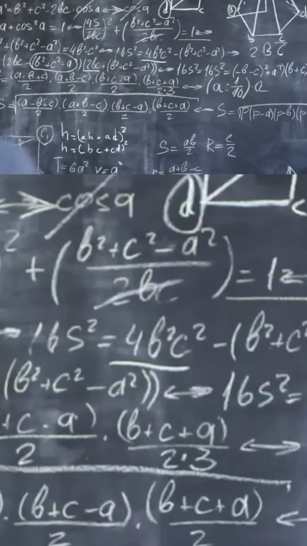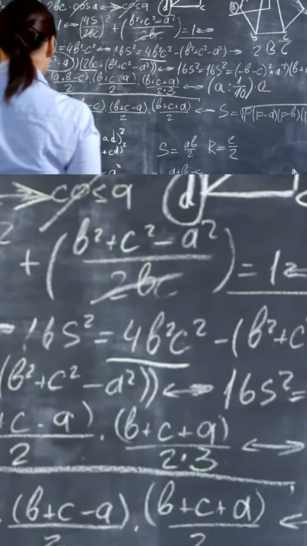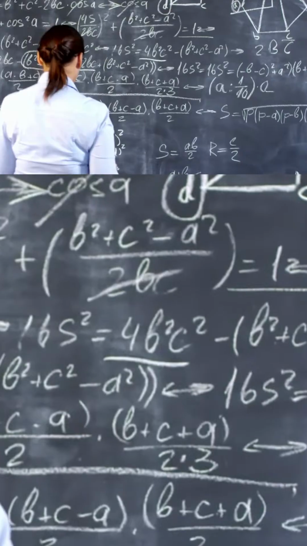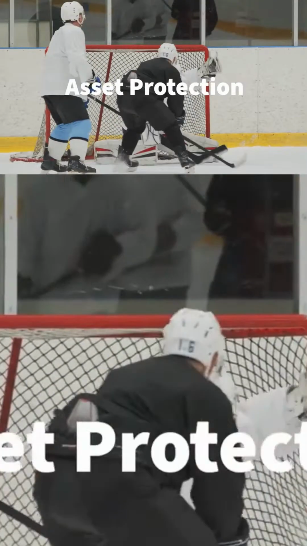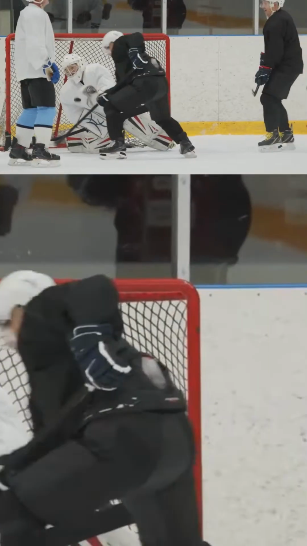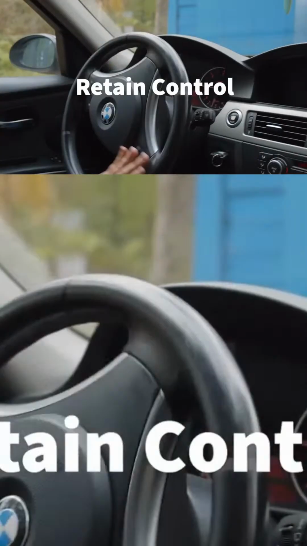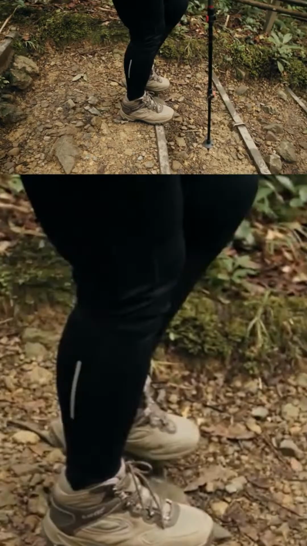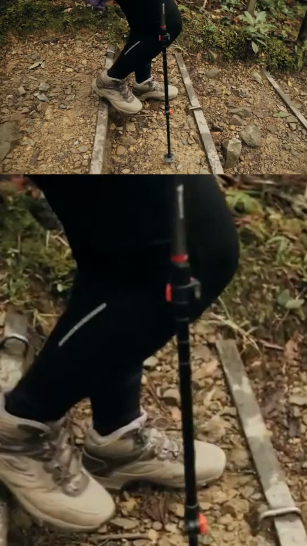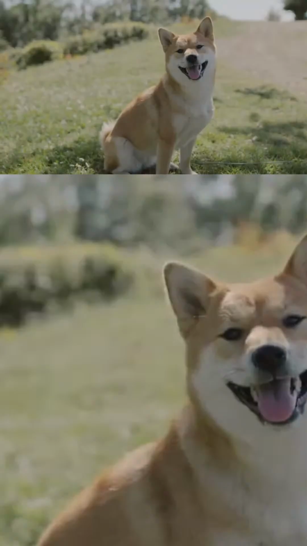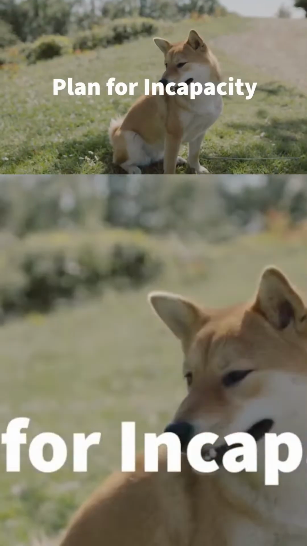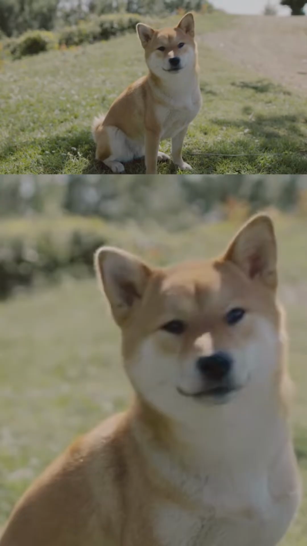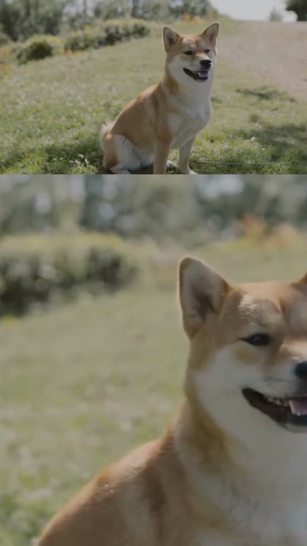A properly set up and funded trust can solve these issues. A trust can give possible asset protection for beneficiaries. With a trust, you can retain control of assets. A trust has the ability to protect beneficiaries with disabilities or special needs. Finally, a trust can plan for incapacity. The only downside of a trust is the initial setup.